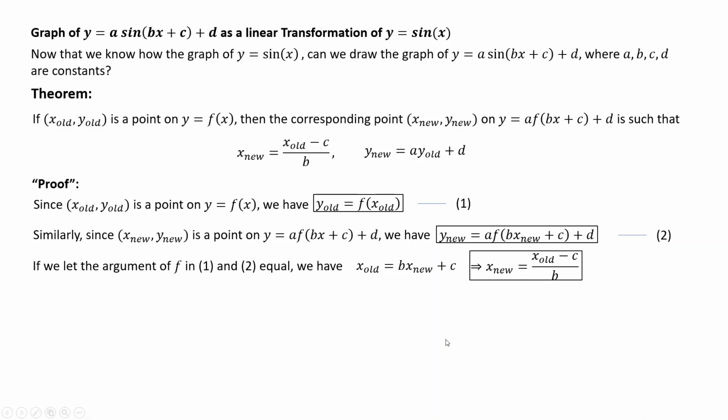Okay. Wait. Did we say x old? Did we set x old equal to b x nu plus c? This argument here and this argument here are both exactly the same. When the argument to f is x old, what is the output? y old.